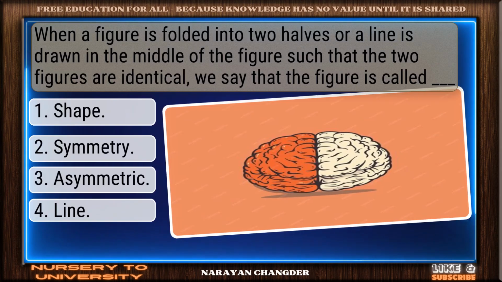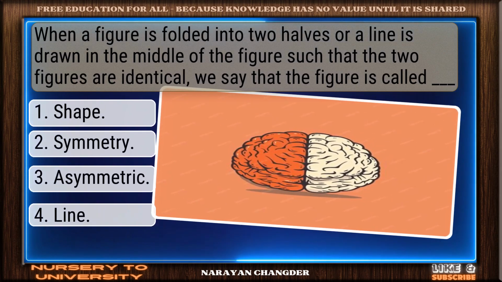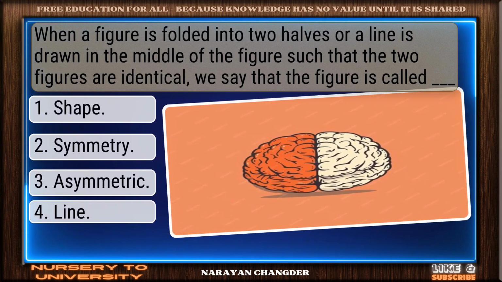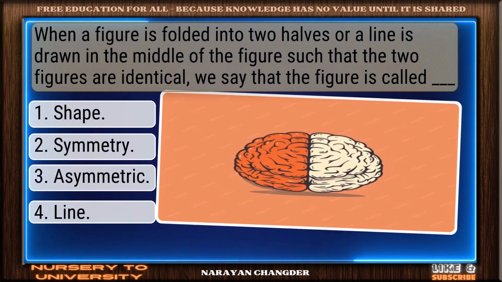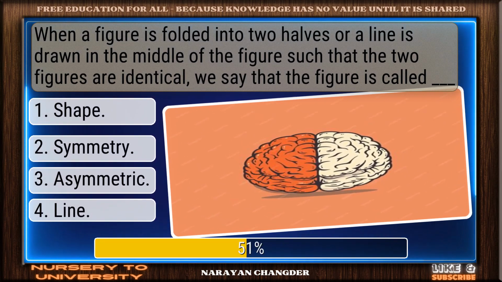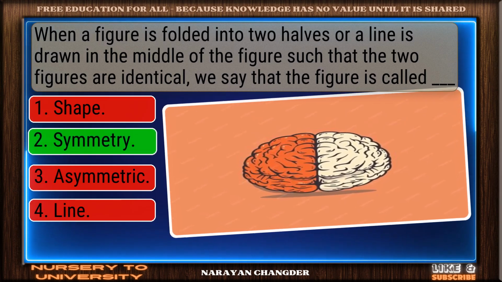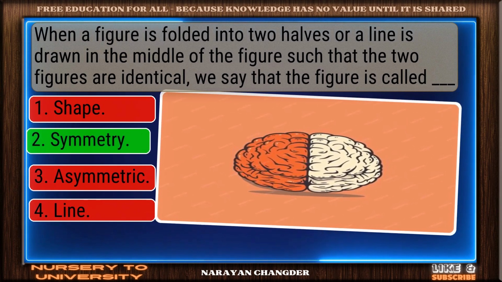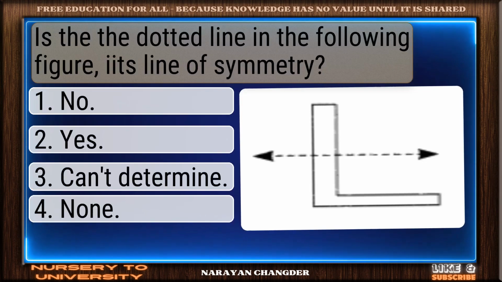When a figure is folded into 2 halves, or a line is drawn in the middle of the figure such that the 2 figures are identical, we say that the figure is called dash. Excellent. Symmetry is a brilliant choice.